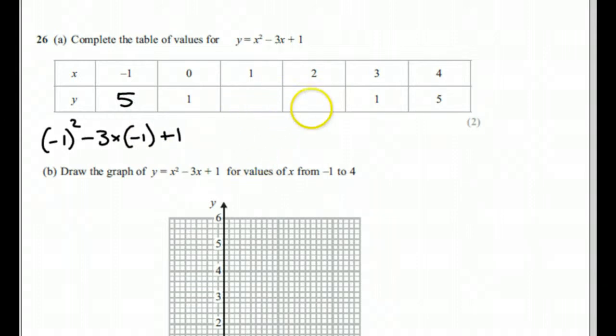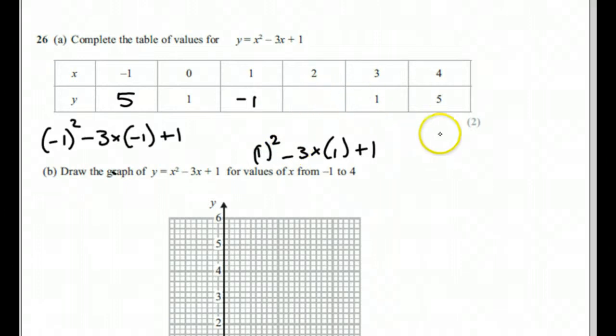For the next bit, we've got when x equals 1, and if x equals 1, then we need to substitute in 1 and do 3 times 1 plus 1. So we get 1 minus 3, which is -2, plus 1. That gives us -1 there.